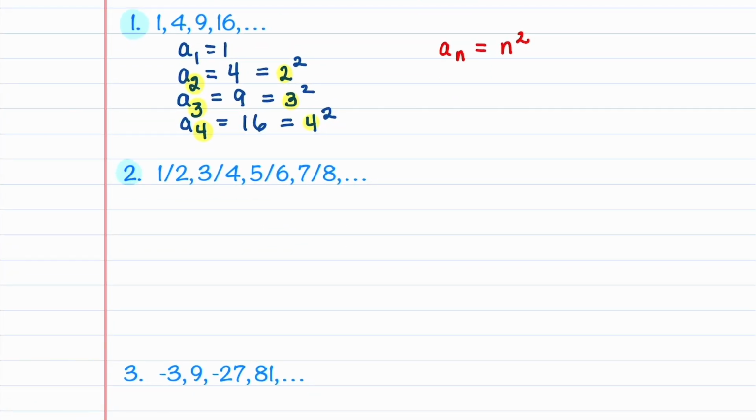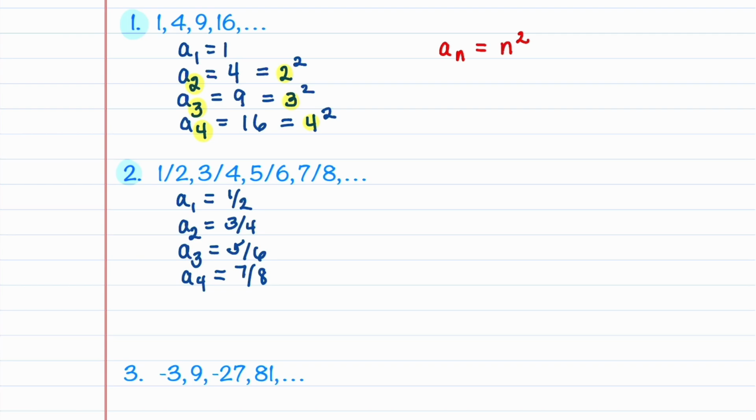Let's now look at our second one. This one has fractions in it. Just like we did for the first one, we are going to start by writing down the terms. A1 is equal to 1/2. A2 is equal to 3/4. A3 is equal to 5/6. And then A4 is equal to 7/8. Let's see if we can find a pattern.